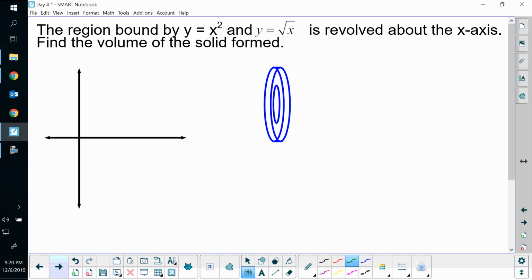All right, so for this, our region bound by x squared and square root of x is revolved around the x-axis. So x squared will look something like this. Square root of x will look something like that. So the region we're looking for is right here.